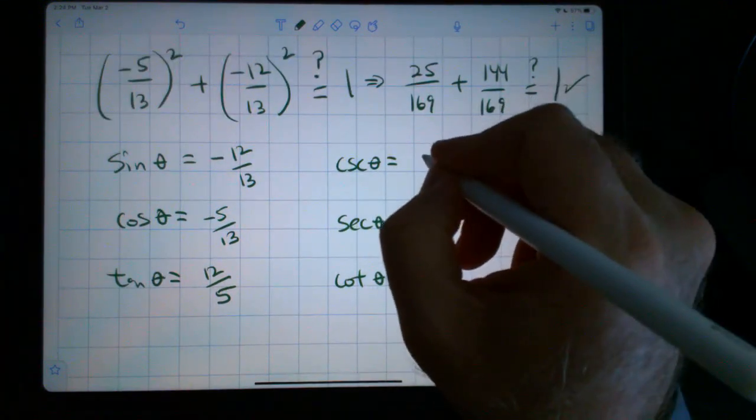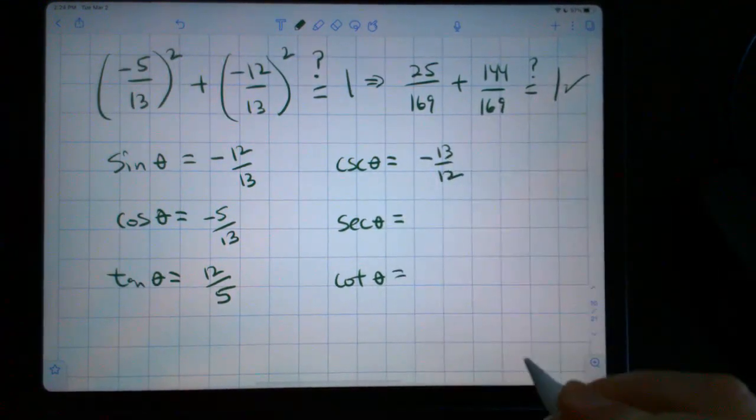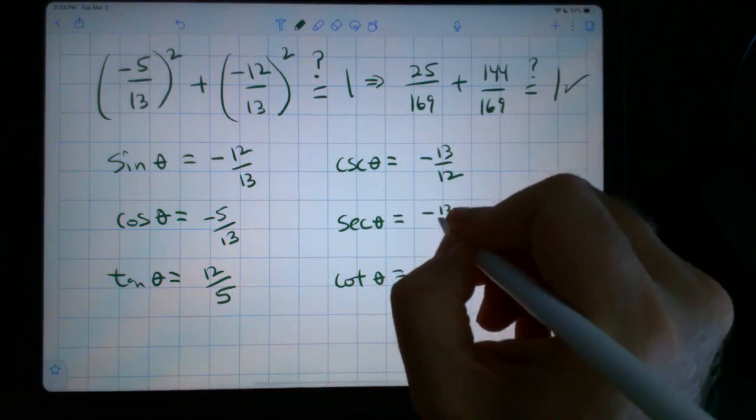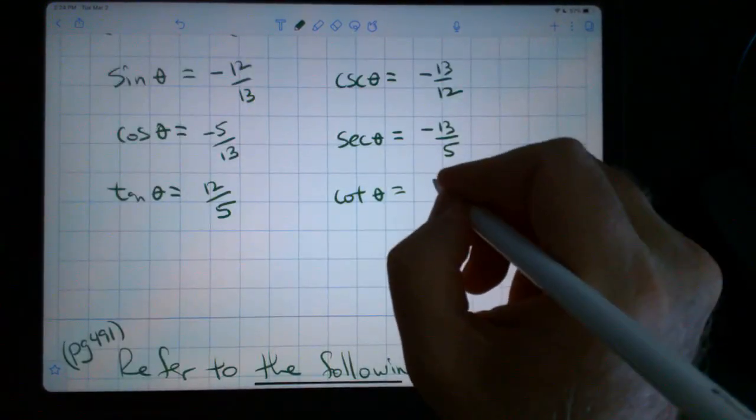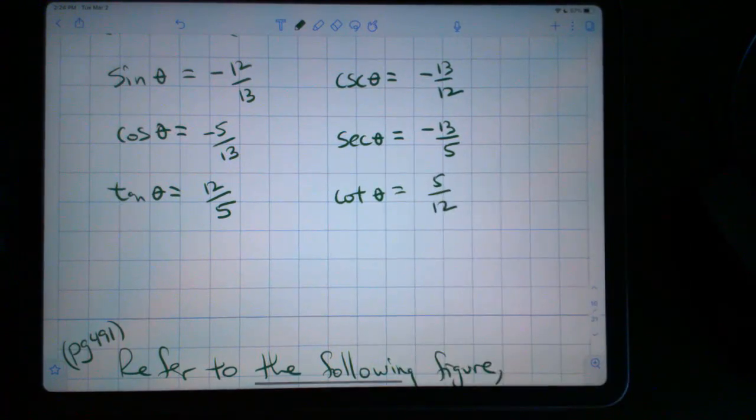Cosecant is the inverse of sine. Secant is the inverse of cosine. And cotangent is the inverse of tangent.